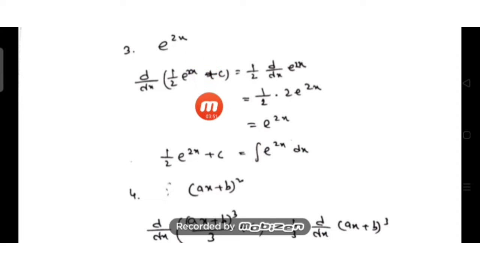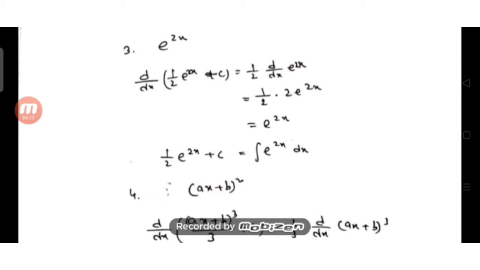So d/dx of e to the power 2x gives you 2 e to the power 2x, so an extra 2 comes. When I take the derivative of e to the power 2x, to remove that extra 2, I have to multiply it by half. That means I take the derivative of half e to the power 2x, so that I obtain the answer as e to the power 2x plus c, which is just an indefinite integral.